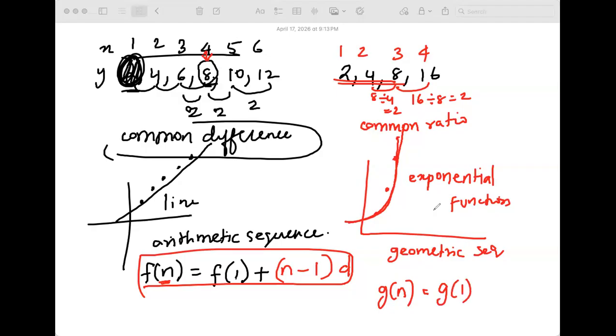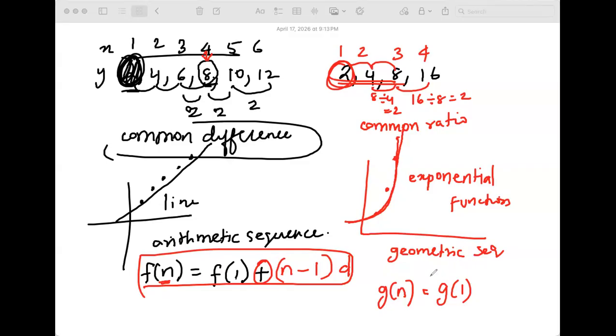I have the first term of the sequence. I want the third term. So what will you do to get to that? What will you multiply it with? How many common ratios will you multiply? Here you are adding, right? Here you are going to multiply the common ratio.